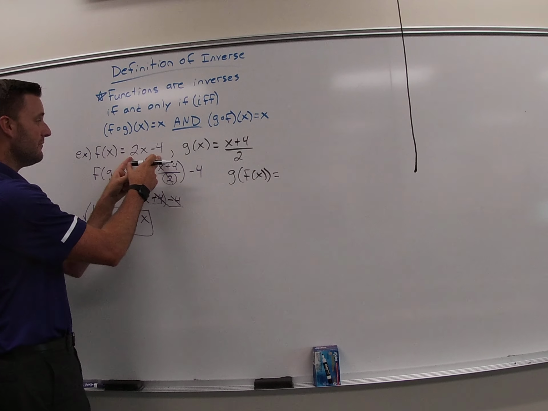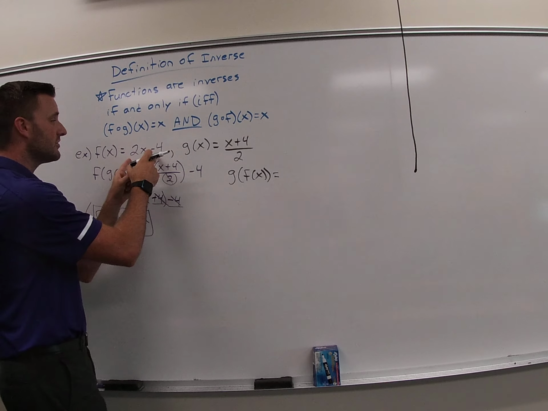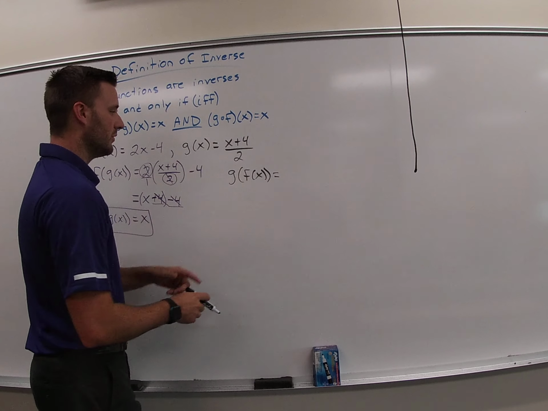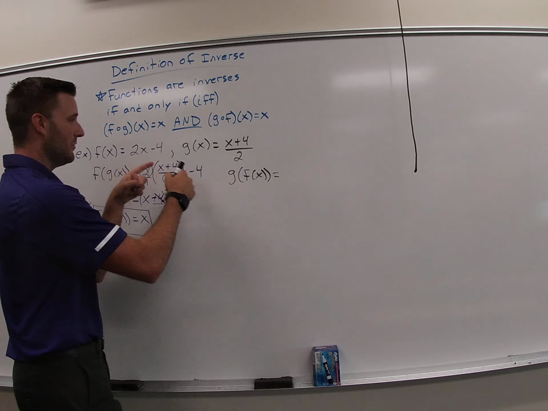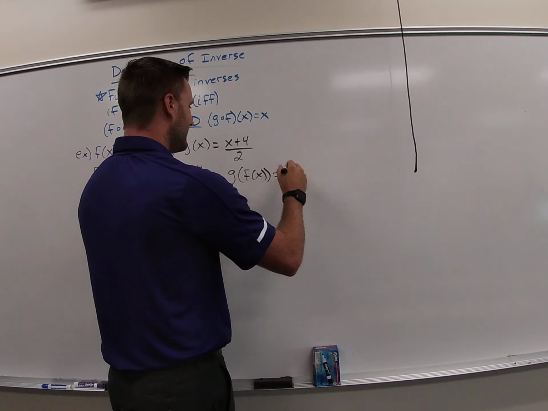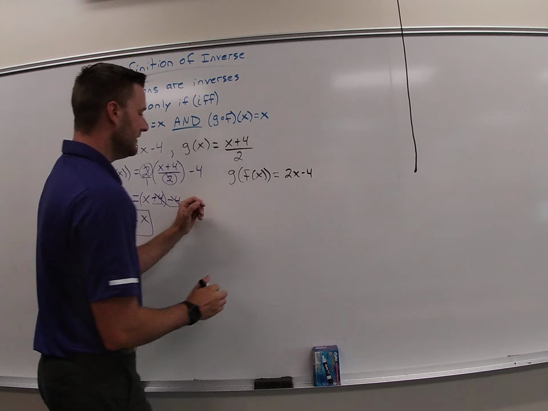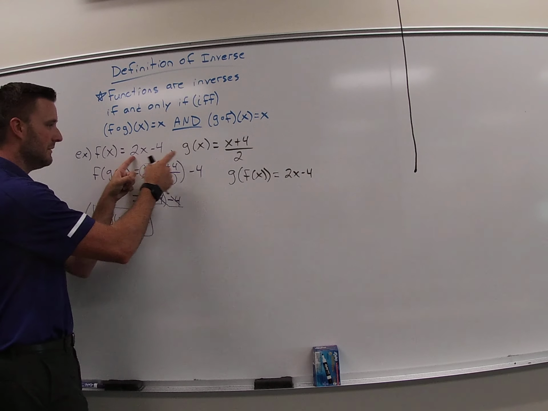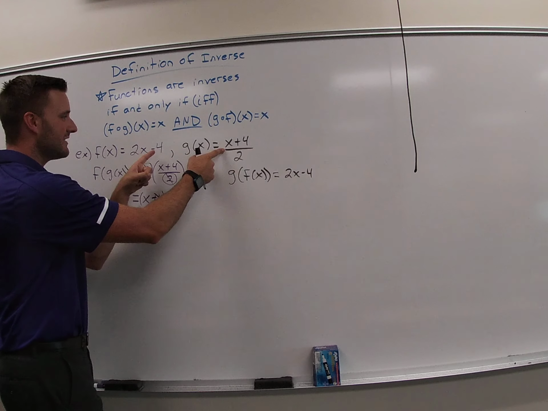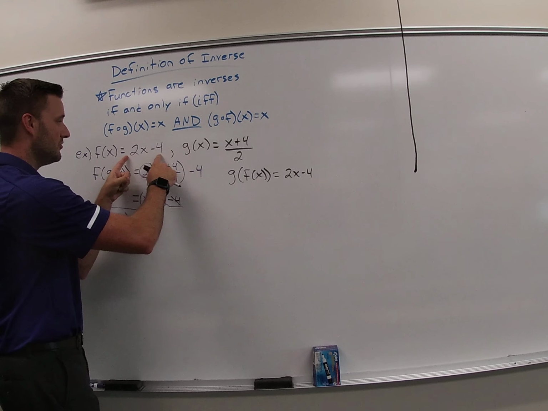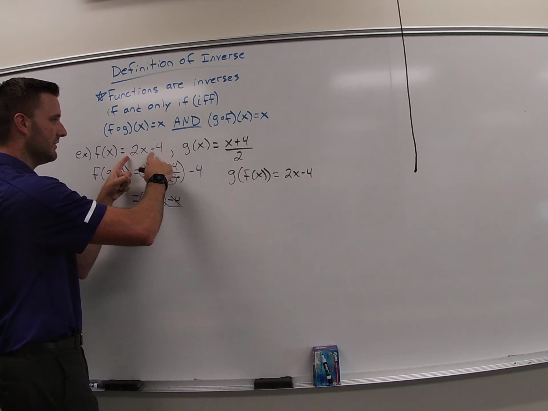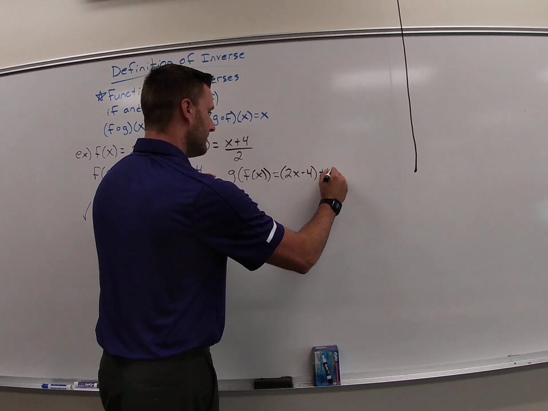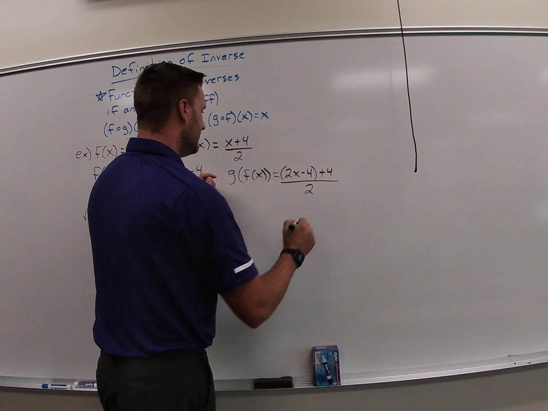So I'm going to take f of x, which is 2x minus 4, and I'm going to substitute that everywhere I have an x in g of x. So instead of (x plus 4) over 2, I'm going to have (2x minus 4 plus 4) over 2. Do you see that? f of x is 2x minus 4, and I'm going to substitute my f of x function in everywhere I have an x in g of x. So 2x minus 4, but don't forget this plus 4, and this is all being divided by 2.